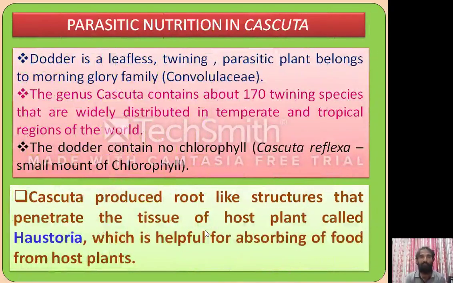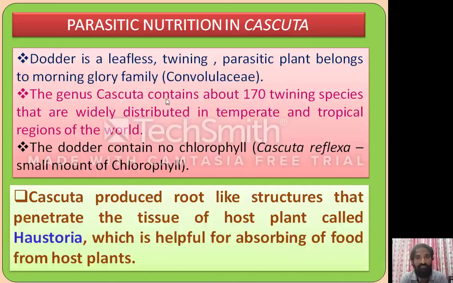Parasitic nutrition in Cuscuta. Cuscuta is a leafless twining parasitic plant belonging to the morning glory family, also called the Convolvulaceae family. Twining means it is a climber. It is a parasitic plant because it is a non-chlorophyllous plant, that's why it is called parasitic.